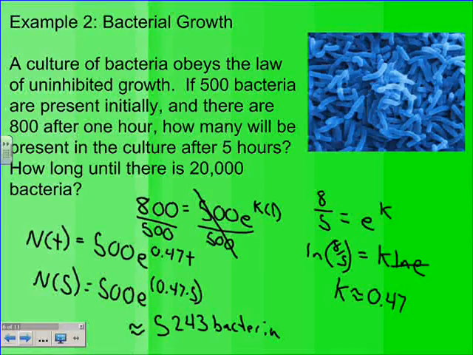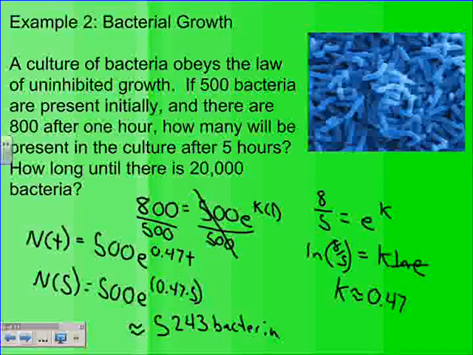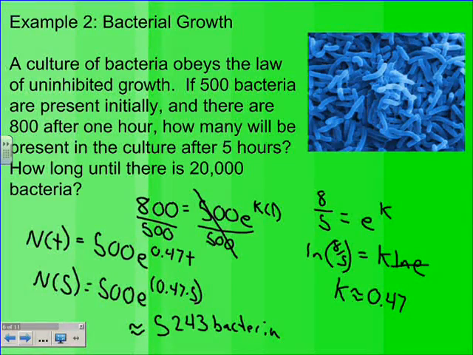And you can see why this is good stuff to know. That is a huge increase. It started out with 500. 5 hours later, it's already up to 5,000. So it's growing very, very rapidly. Since it's a bad bacteria, cholera is definitely not something you want going around. It's spreading pretty quickly. So it's good to know that kind of stuff.